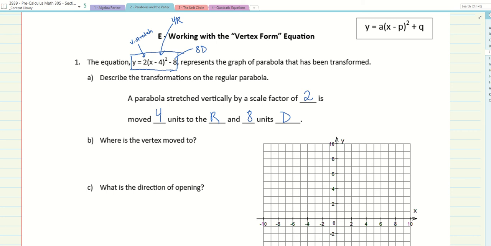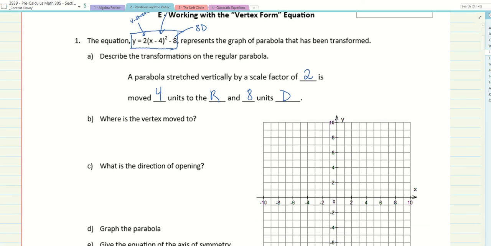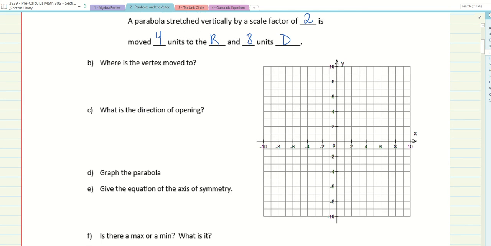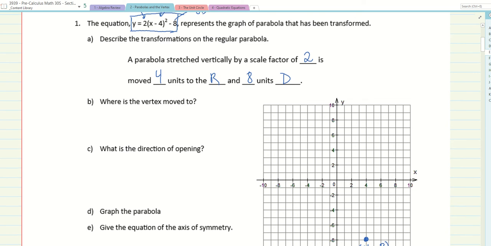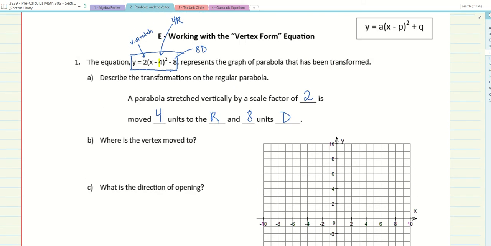All right, so if you move the vertex from 0, 0, 4 units to the right and 8 down, it used to be there. 4 units to the right is going to take me there, and 8 down means my new vertex is 4, negative 8. So that's why we call it vertex form, because it's easy to see that the vertex is 4, the number that's being subtracted, minus 8.